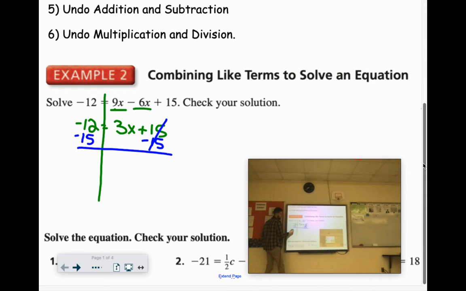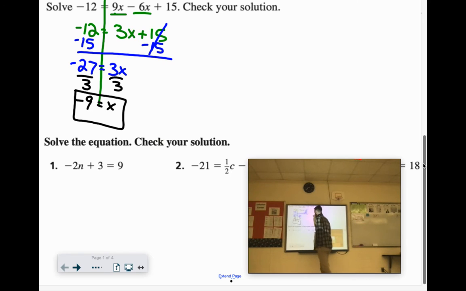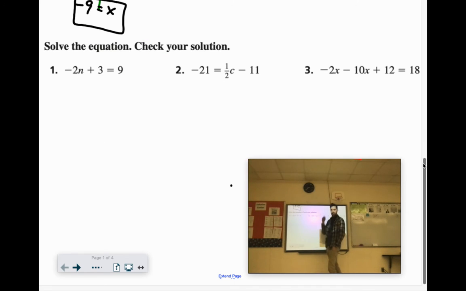So negative 12 minus 15 is negative 27 equals 3x. And then with 3x, we just have to divide by that 3. Negative 9 equals x. So I'd like you to try out these three. Pause it here. I'm going to work them out really quick and check if you have the same thing.